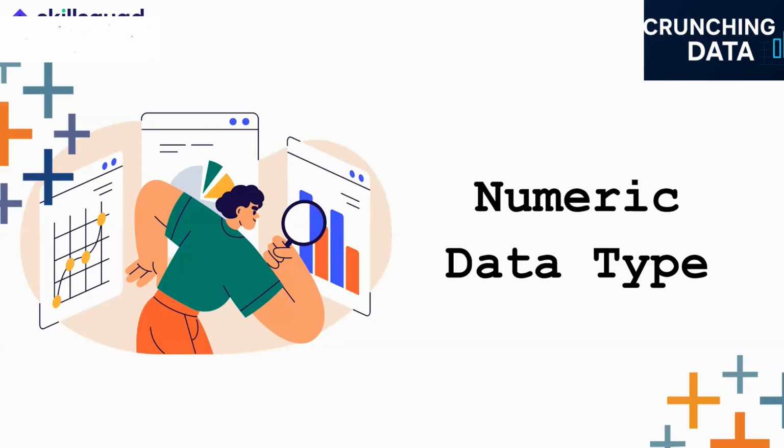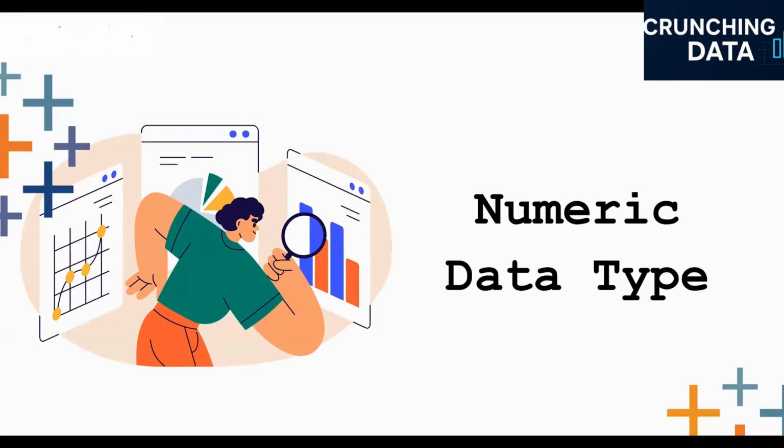Hello everyone. In this session, we'll be talking a bit more about the numeric data type. We have also discussed the numeric data type when we were creating the calculated fields. In Tableau, the numeric data type is used to represent and work with numerical values. Numerical fields can store various types of numbers, including integers and decimals.